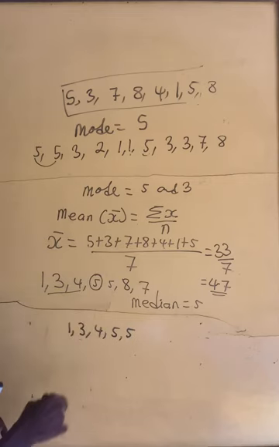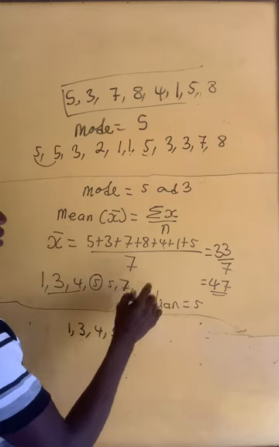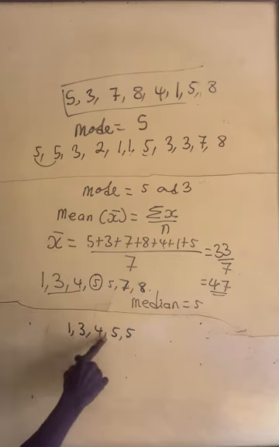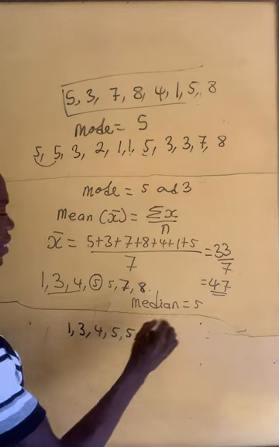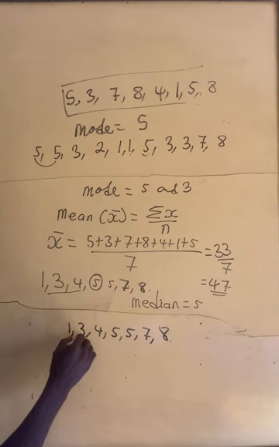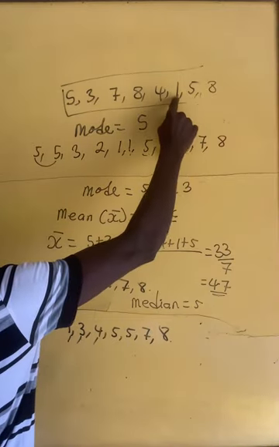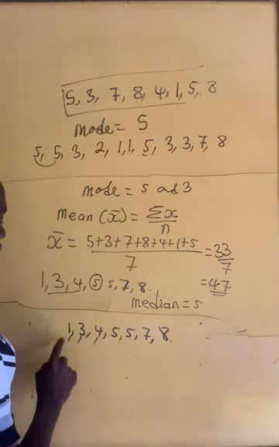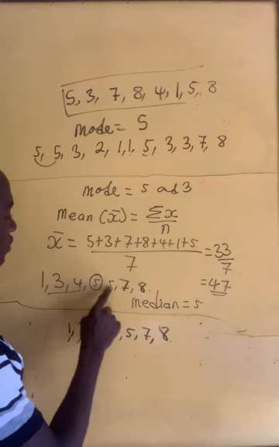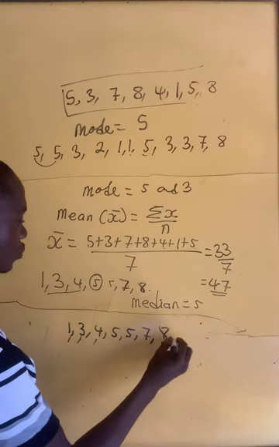5. Wow, this one, I did not arrange it well. It should have been 7 and then 8. Okay, that is well corrected. So there are 1, 3, 4, 5, 5, 7, 8. Now if we count 1, 2, 3. Wow, something is missing. 1, 2, 3, 4, 5, 6, 7, 8. So what is missing? 8 is twice. Okay, 8 is twice.